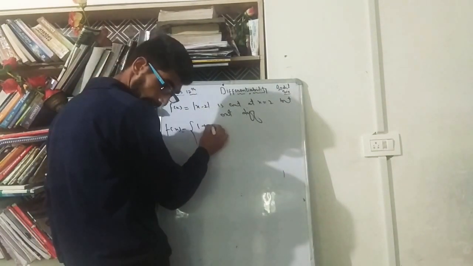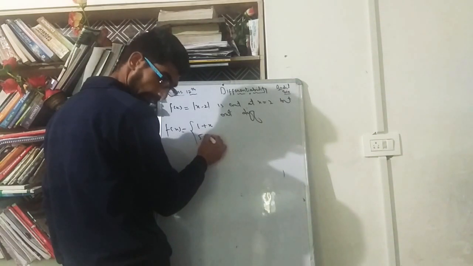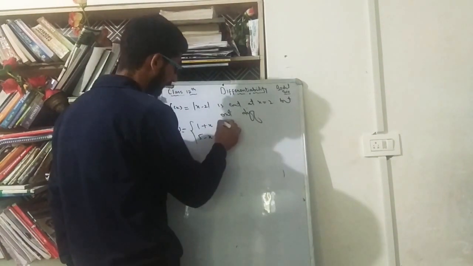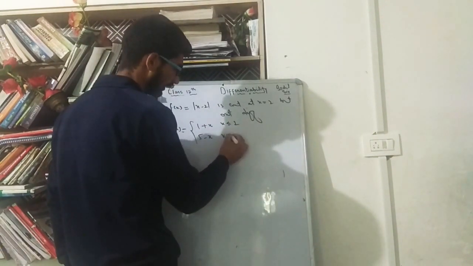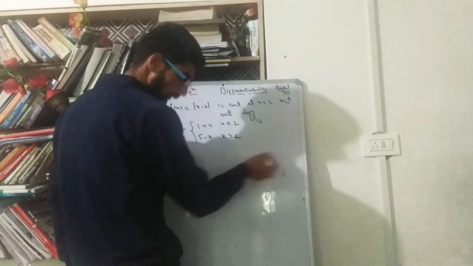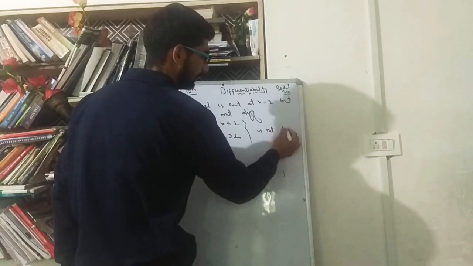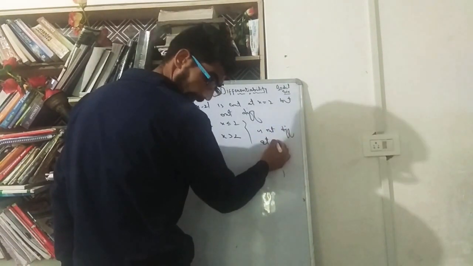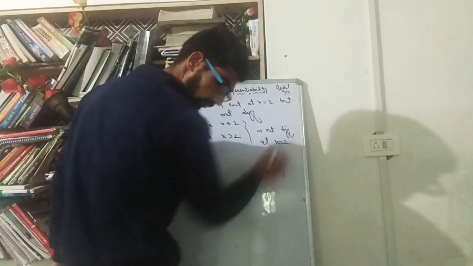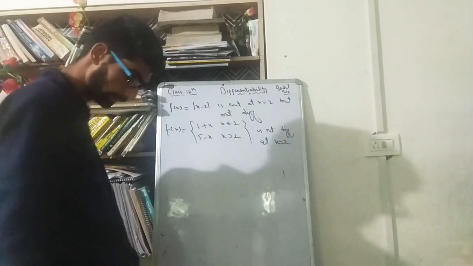The second one, you take f of x equal to 1 plus x for x less than or equal to 2, and 5 minus x for x greater than 2. You have to check that this is not differentiable at x equal to 2. So this one also you have to do.